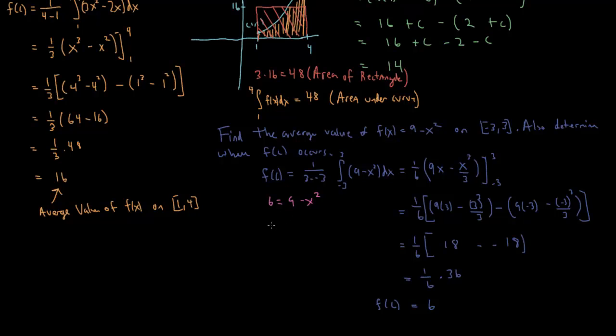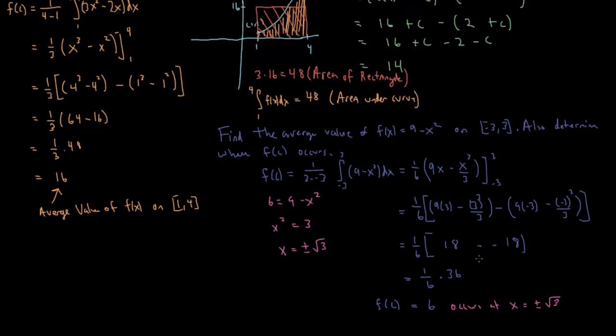So let's see here. That's equivalent to saying x squared equals 3. If you add x squared to both sides and subtract 6 from both sides, x squared equals 3. And so that tells me x equals plus or minus the square root of 3, using the square root property. So this average y value occurs at x equal plus or minus the square root of 3.